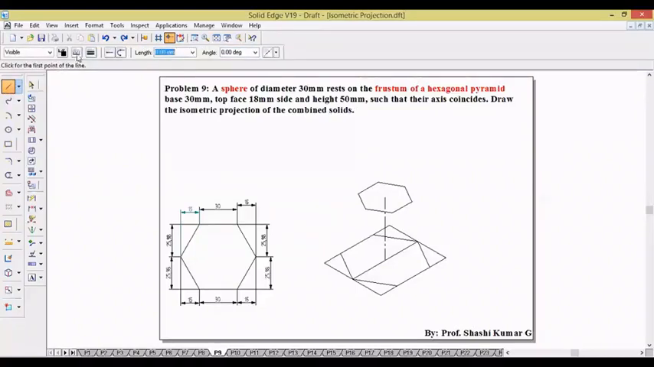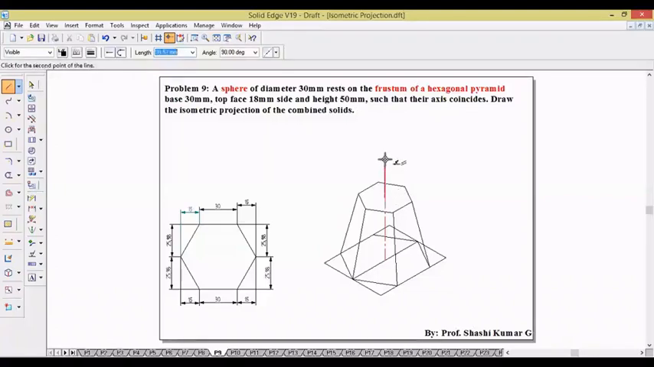Take line type as thick line. Join the corresponding corners of this hexagon frustum of hexagon pyramid. Anyhow, the rear corners need not be joined. Now, from here above this, we need to place a sphere. So before joining the sphere, we need to find the center of the sphere.